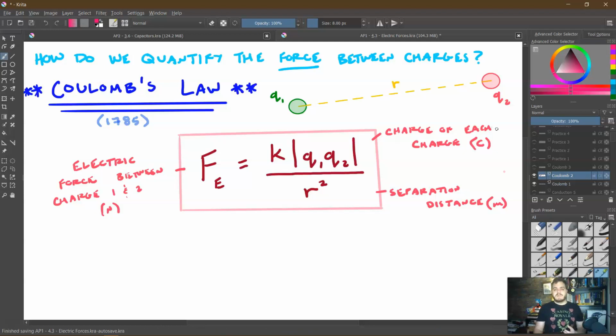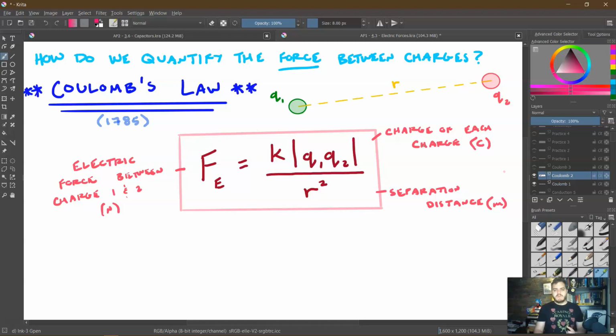And let's say I've got two charges, Q1, Q2, separated by some distance r, where technically r goes to the center of these two objects, but these charges are probably so tiny that it doesn't matter too much. So the electric force between these two charges, 1 and 2, in newtons, is equal to K, the absolute value of Q1 times Q2 over r squared. So let's point out a couple things here.